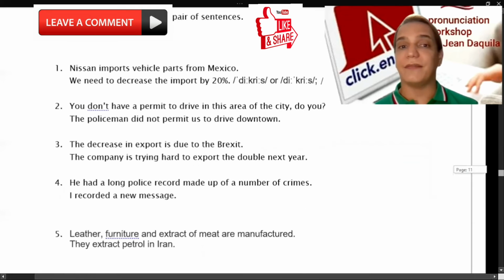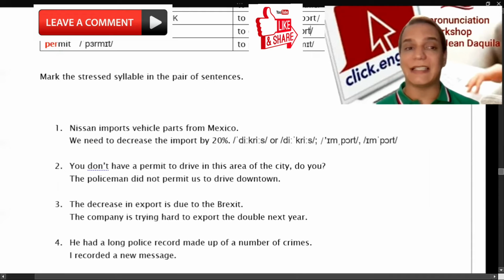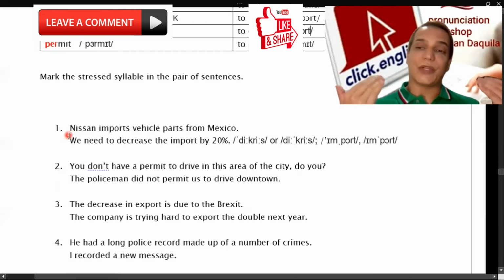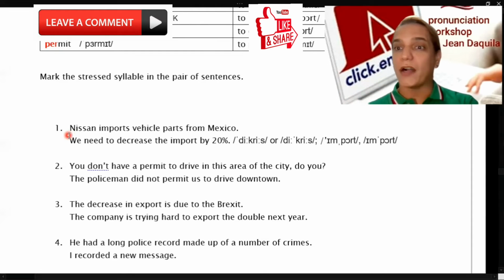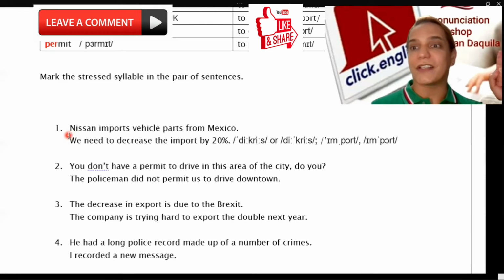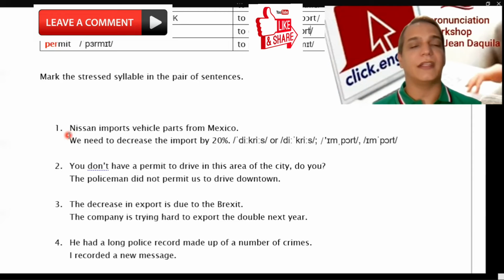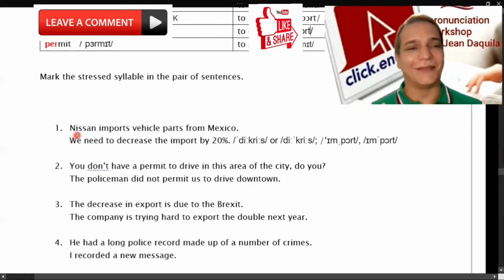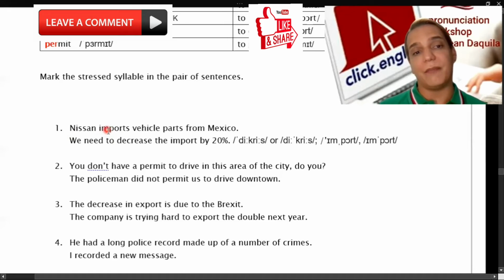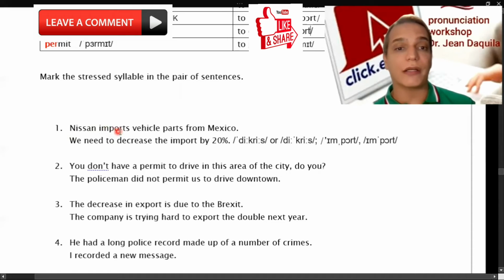Then you have the sentences. You are going to record the sentences again. Look, record and to record. I have record, the first one, and to record, the stress is on the second syllable. So here I have import. It's a verb. The imports, or it's to import.